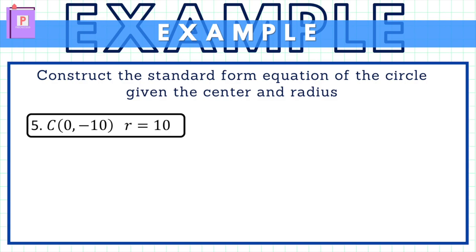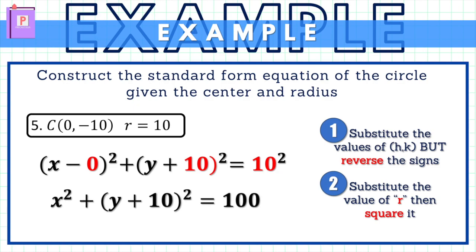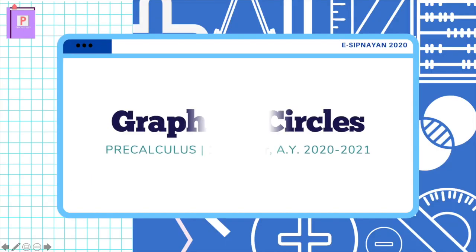Lastly, what if our center is at 0, -10, and our radius is equal to 10? So we have x minus 0 squared plus the quantity of y plus 10 squared is equal to 10 squared. Now simplifying this equation, we have x squared plus the quantity of y plus 10 squared is equal to 100. Now let's try graphing these circles.